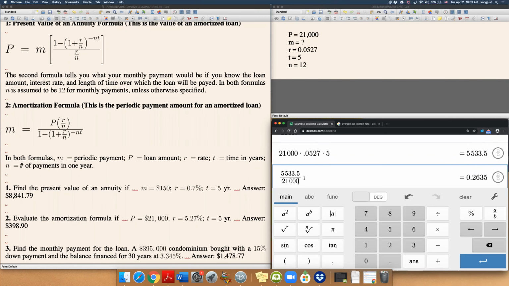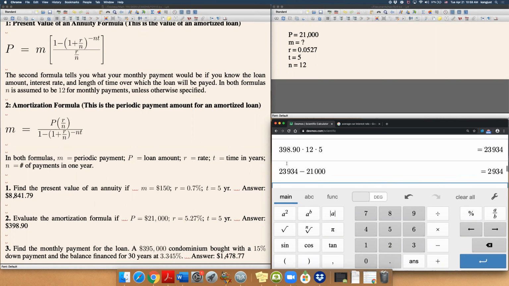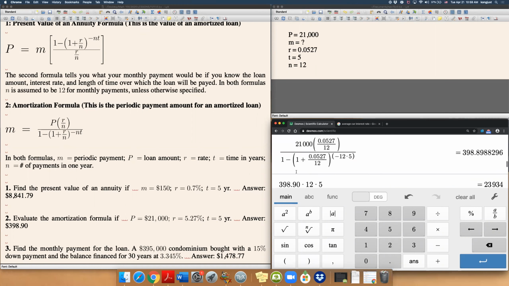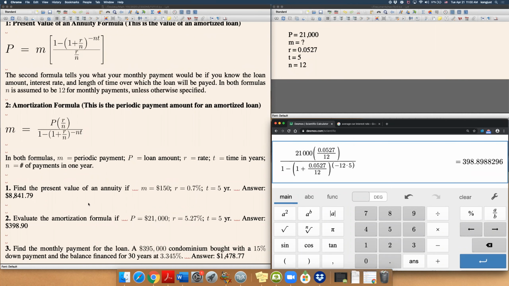Add-on interest was from a previous section. I think it was the second section we did, simple add-on interest. Okay, so that's just extra stuff. The actual answer to the question was just that first number we got, 398.90. That one. This guy.